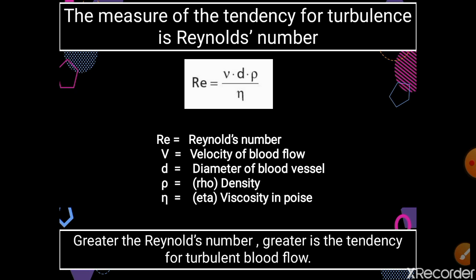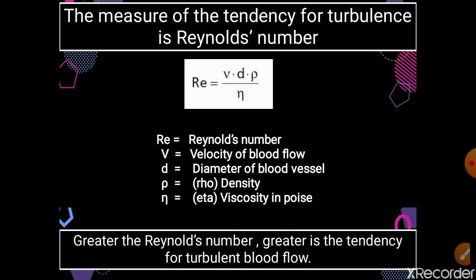To measure turbulence within a blood vessel, you must know what the Reynolds number is. Reynolds number is the measure of tendency for turbulence. What this means is that Reynolds number gives you an idea of the probability or the tendency of turbulence to occur within a blood vessel.